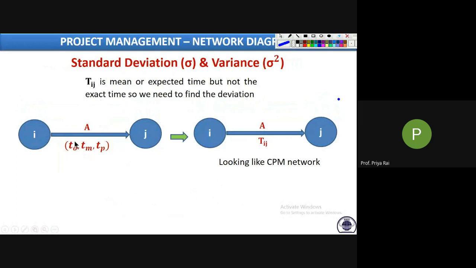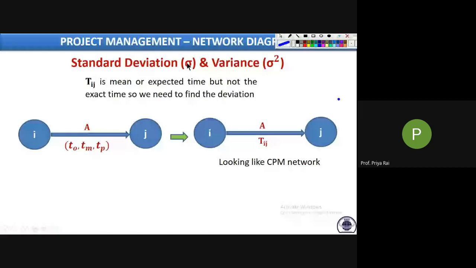So obviously there may be a difference between the expected and the actual time. There will be some deviation. Now we have to calculate those deviations also. They will ask you to calculate that deviation, and it is denoted by standard deviation or sigma. So they will ask you to determine the standard deviation of the particular network diagram. For deviation we denote sigma, and for variance sigma square, that is standard deviation square. This is the formula for sigma, that is TP minus TO by 6.